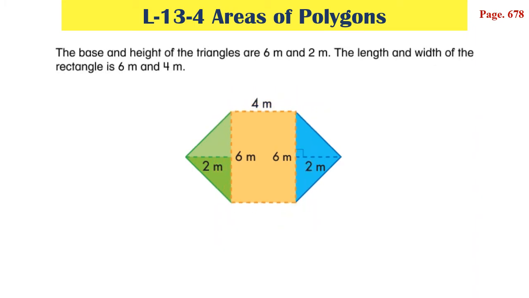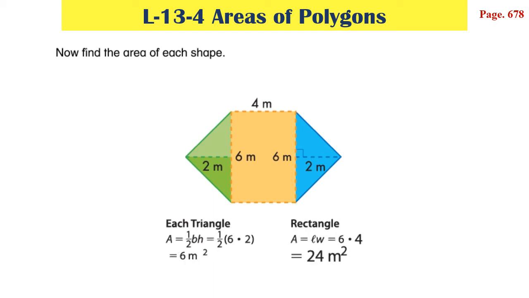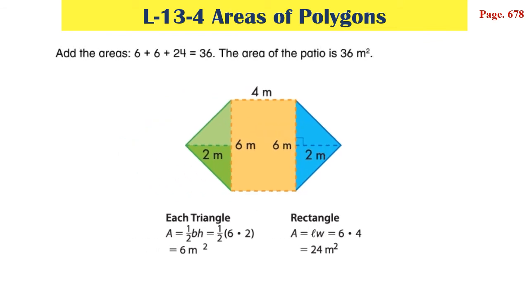The base and height of the triangles are 6 meters and 2 meters. The length and width of the rectangle are 6 meters and 4 meters. Now, find the area of each shape. What is the total area of the polygon? Add the areas. 6 plus 6 plus 24 equals 36. The area of the patio is 36 square meters.